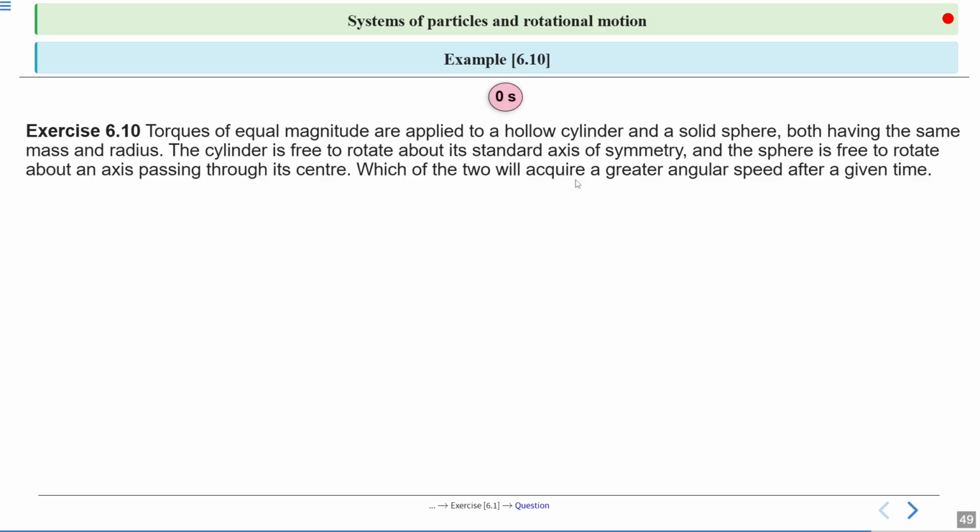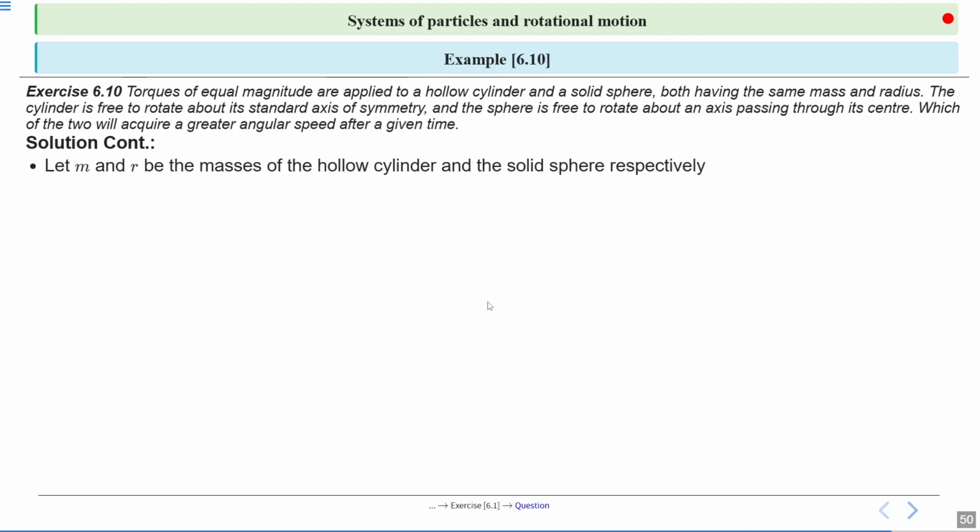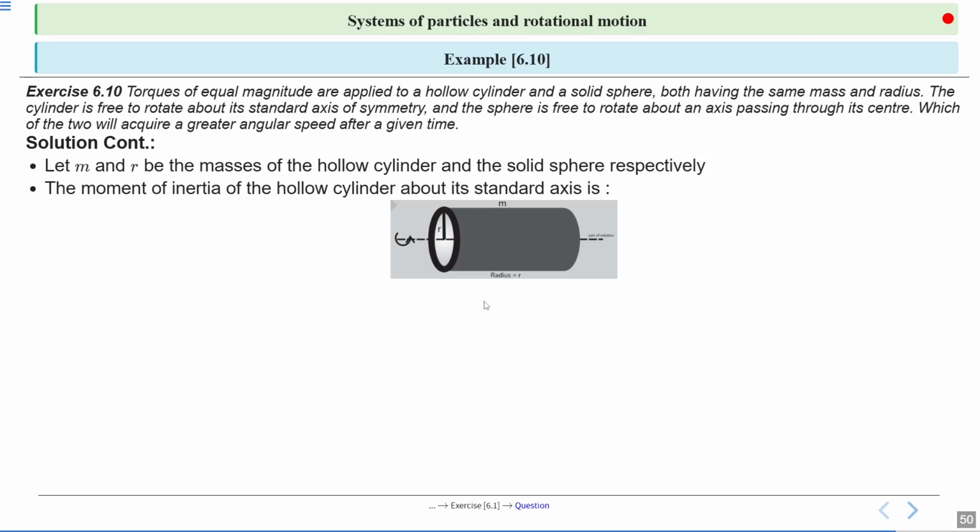Let's see the solution of this question. Here, first we consider M and R to be the mass and radius of the hollow cylinder and solid sphere respectively. The moment of inertia of the hollow cylinder about its standard axis, as shown in the figure, where the horizontal line is the rotation axis, is I1 equal to mr square.